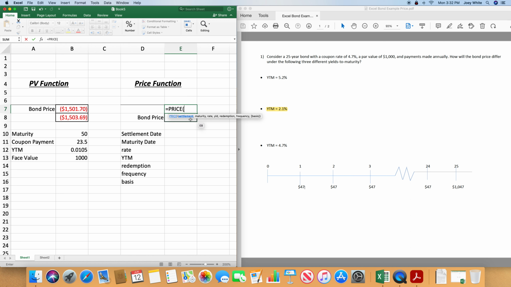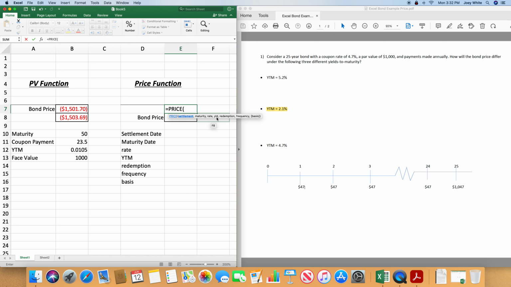Settlement means the date we buy the bond. This has to go in as a date, so this is basically our start date. Maturity in this case is the end date, the date at which the bond matures. So unlike in the PV function, we actually have to put two dates into this function, and it's going to go ahead and figure out how long is left. Rate in this case is not the yield to maturity.